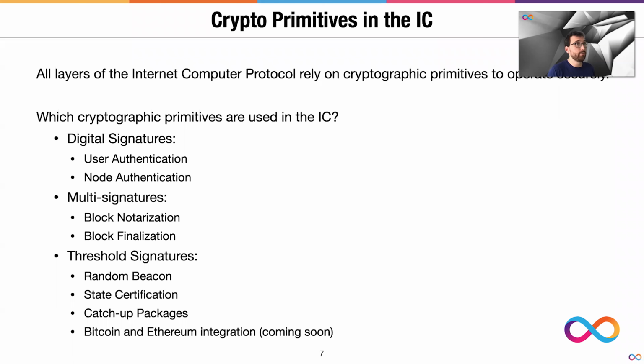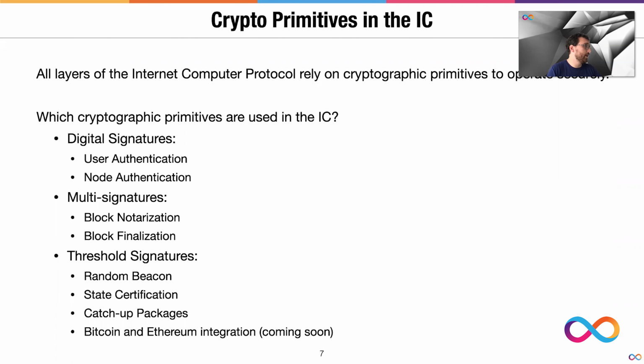And also, if you are a developer, you may be familiar with the concept of certified variables, which is essentially a way for canisters to ask the Internet Computer to certify a portion of state. If a canister does that, what it gets back is a certificate that consists of threshold signatures. Another interesting fact about this certificate is that you only ever need to know a single public key in the Internet Computer to verify any message that is certified by the Internet Computer itself. And this is also enabled by the specific properties of this threshold signature scheme.